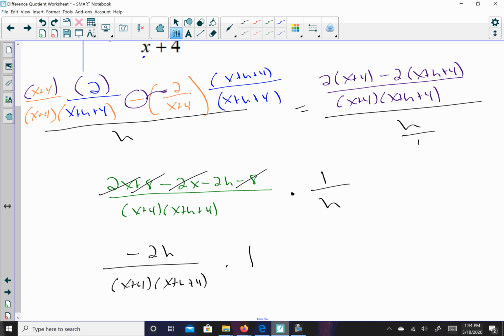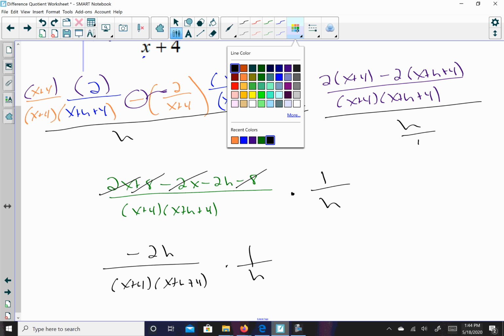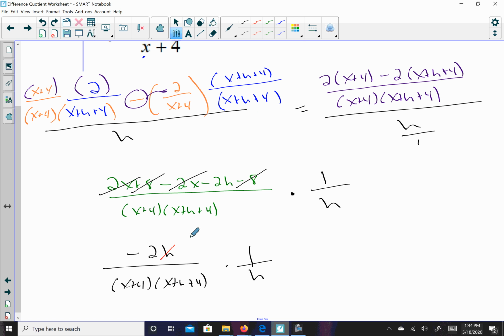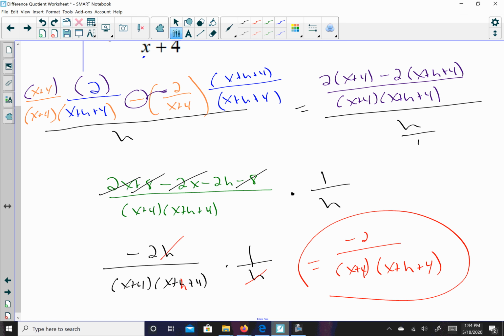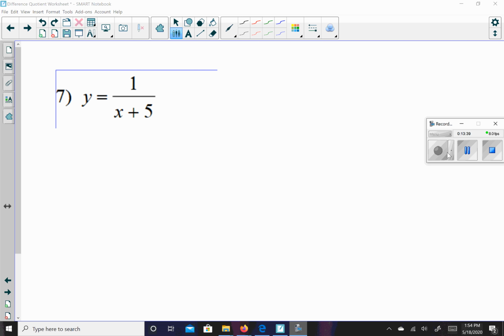And when I multiply that by the 1 over h, the h's will simplify. And my final answer is going to be negative 2 over the quantity of x plus 4 times the quantity of x plus, and that's an h, that's a really bad h, plus h plus 4. And I'm going to leave it like that, and that's my final answer. Okay, so we have one more to go.